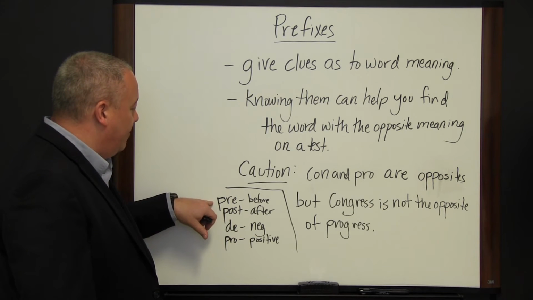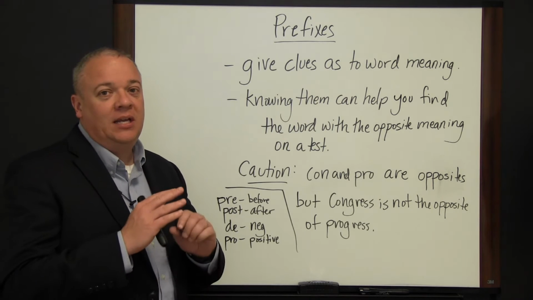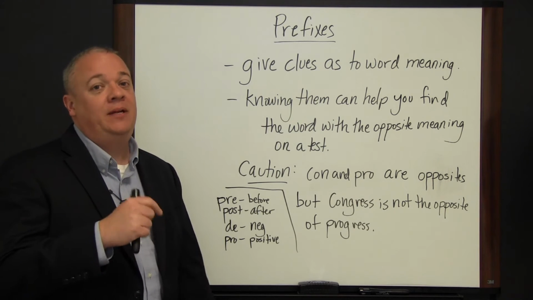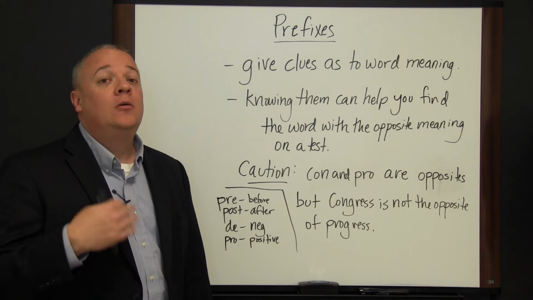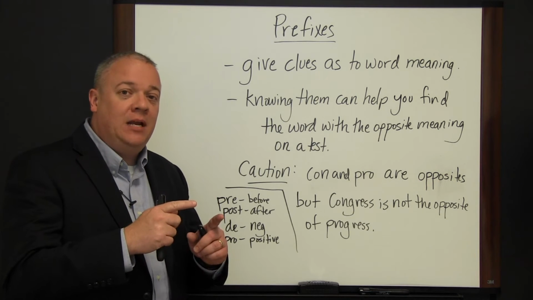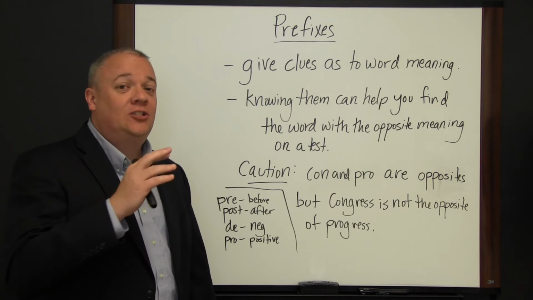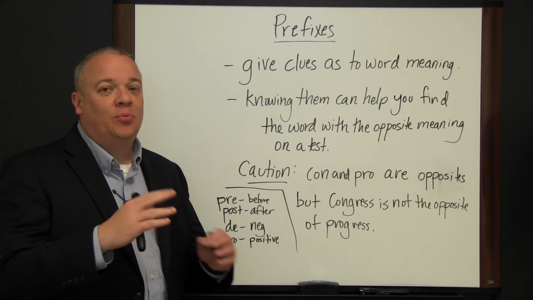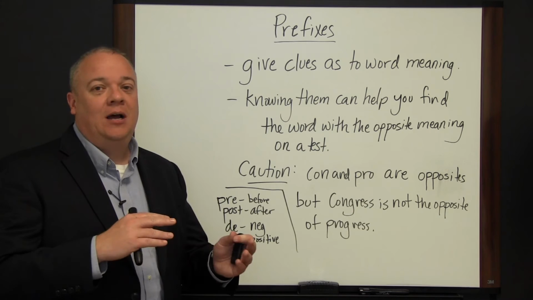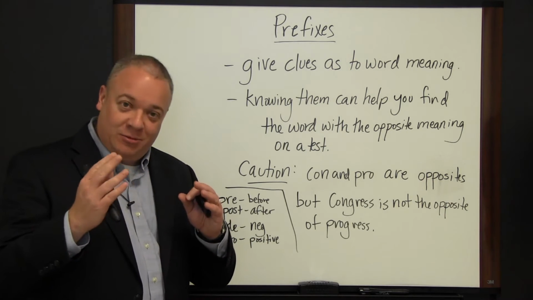So prefixes like pre. Here we think pre-operative, pre-op. That means before the operation. Or prescient. Pre meaning before, and scient from the word science, which means knowledge. So to know ahead of time. So prescient is to know ahead of time. Pre-game show, the part that comes before the game.